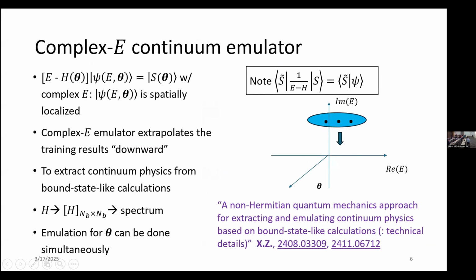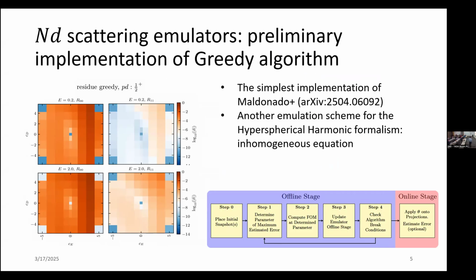uses the greedy algorithm in this proton-neutron scattering emulation. This is still very preliminary. Now we have a faster way to estimate the errors of emulations in this parameter space. You may be able to see that the pattern is similar to the errors I showed before.